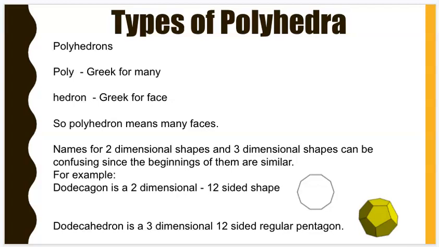For example, a dodecagon is a two-dimensional 12-sided shape, as you see in this figure right here. Whereas a dodecahedron is a three-dimensional 12-sided figure with regular pentagon faces.